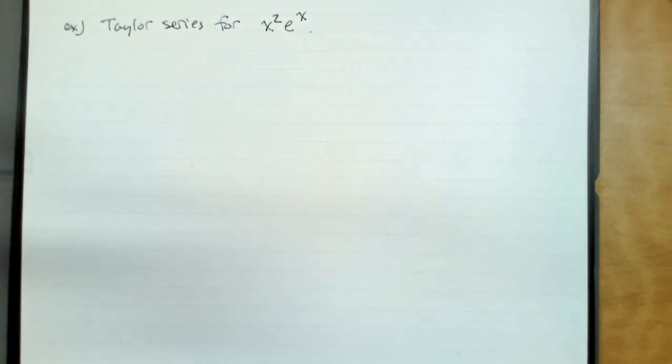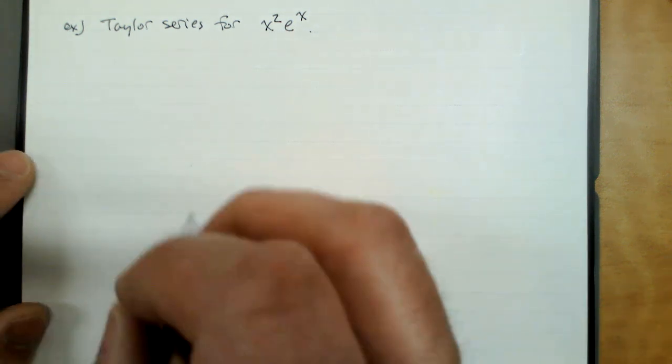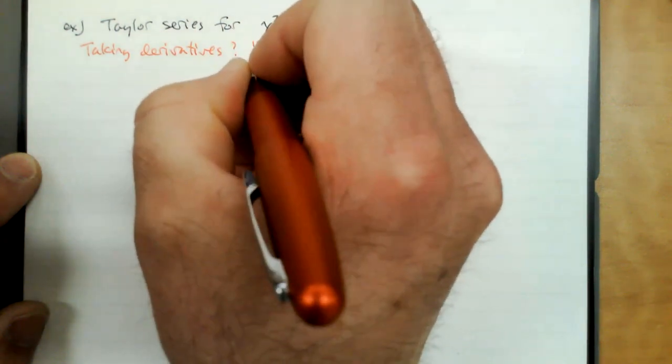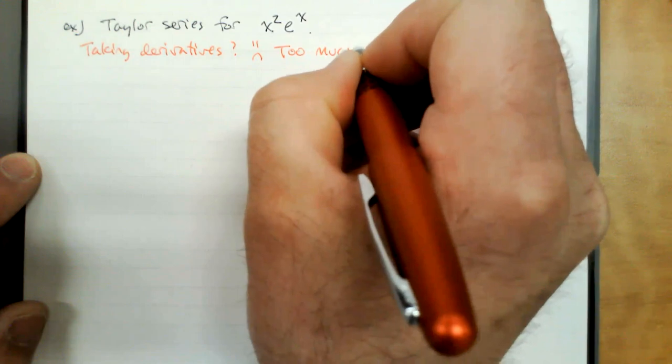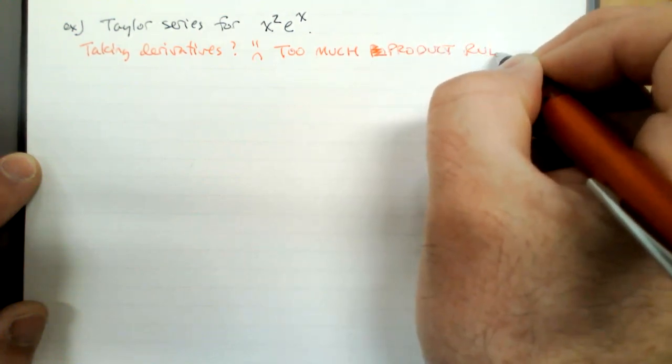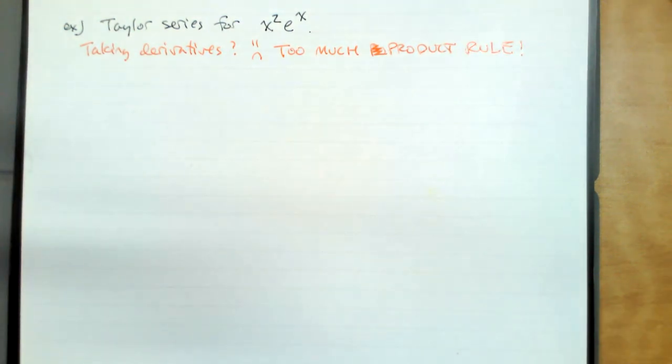Let's suppose we wanted the Taylor series for x squared times e to the x. Now, before we just jump in and say, well, we've got Taylor's formula, let's just take a bunch of derivatives. We don't want to take a bunch of derivatives, because these derivatives are going to involve the product rule. There's going to be too much product rule if we just start taking derivatives. Remember, if I want the fifth degree Taylor polynomial, I need to take five derivatives.